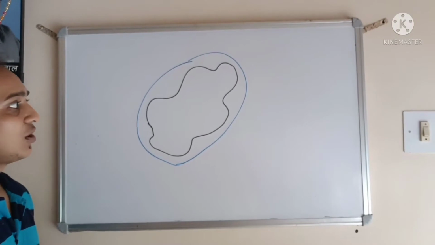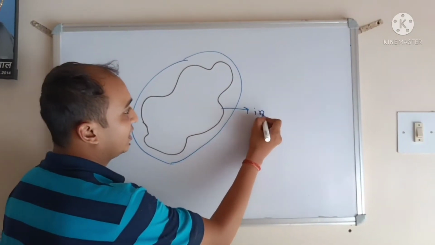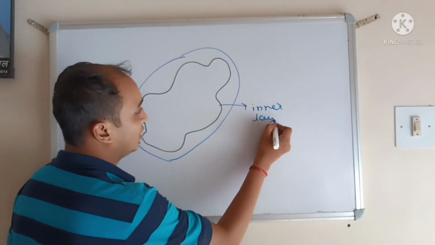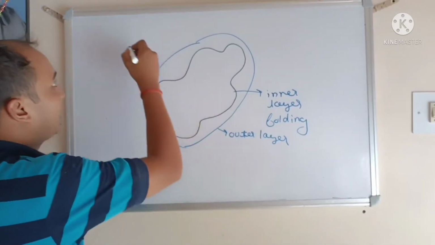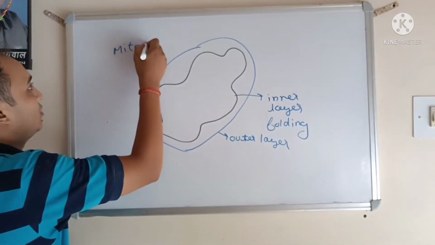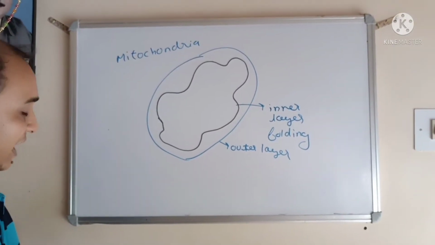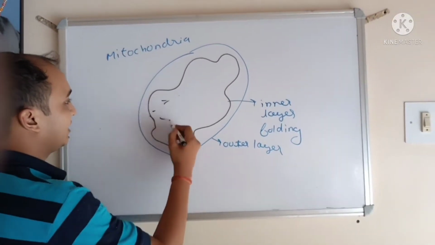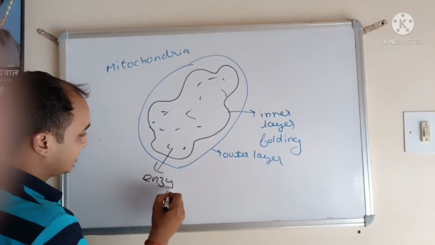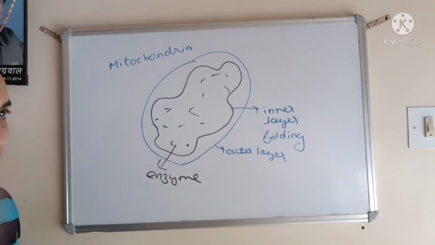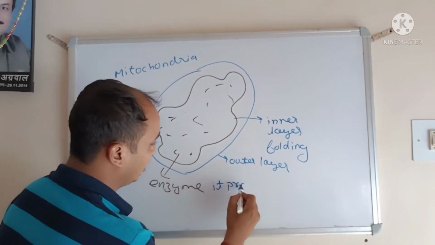So mitochondria is also double layer. This is outer layer, this is inner layer. Inner layer has got folding. This is mitochondria. So what happens? The mitochondria contain enzyme, and this enzyme, what it do? It produces ATP.